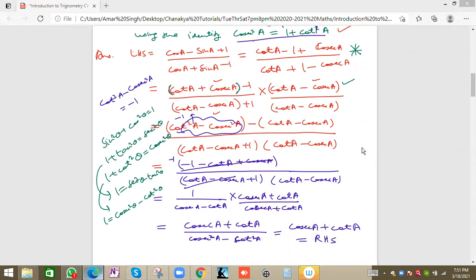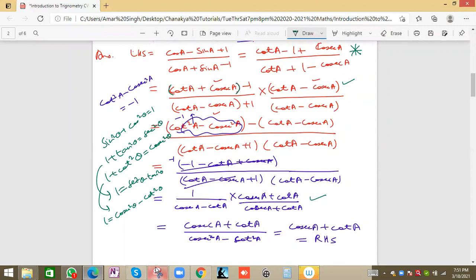And the denominator's term will stay as it is because this term will cancel out. This will become minus 1 minus cot A plus cosec A. Cancel out, and minus 1 will remain. So minus 1 by cot A minus cosec A will be 1 by cosec A minus cot A. We can rationalize with cosec A plus cot A on both sides. So cosec A plus cot A by cosec square A minus cot square A, which is equal to 1. So cosec A plus cot A will be the answer, and that is equal to the right hand side.